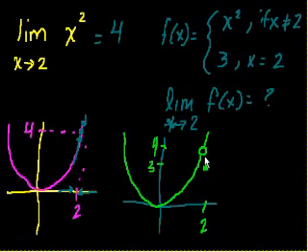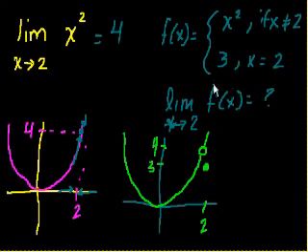At x equals 2, we have a gap in the graph, which maybe could be called a grap. But we have a gap in the graph, and then after x equals 2, we keep moving on. And that gap is defined right here.